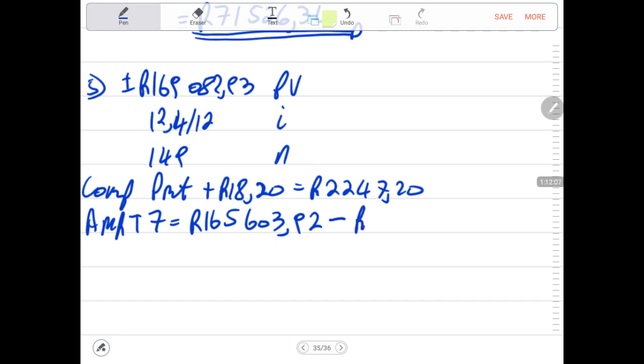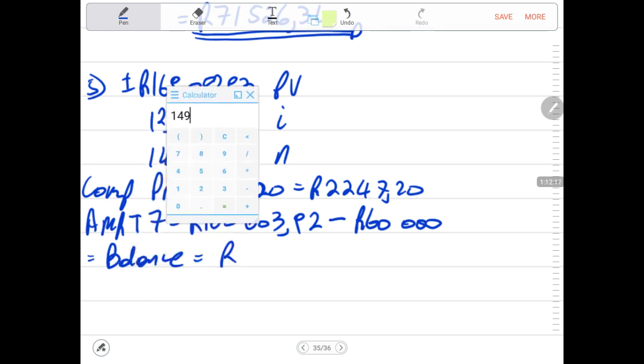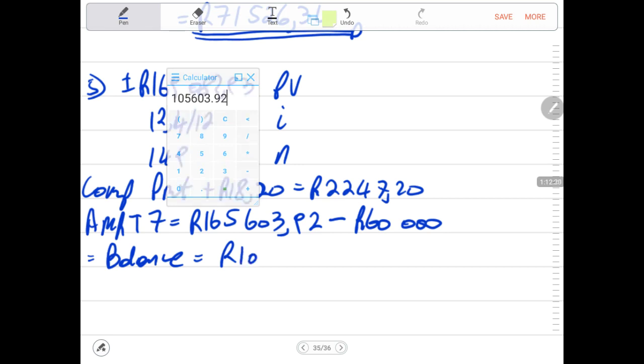we need to say minus 60,000 rands. This will give us the balance after the October payment was made. So now, in other words, it will be 165,603.92 minus 60,000 rands. How much do we get? We get 105,603.92. So now this is our new balance, or our new present value.